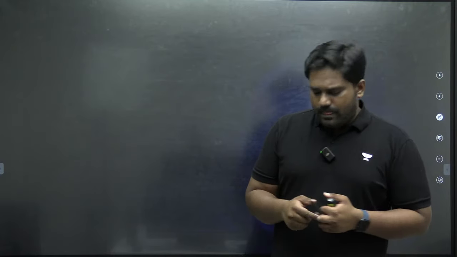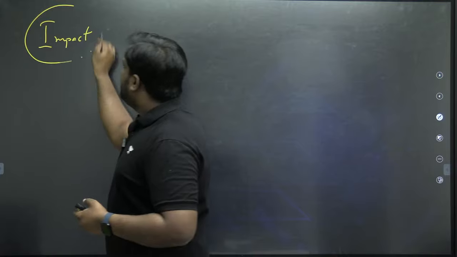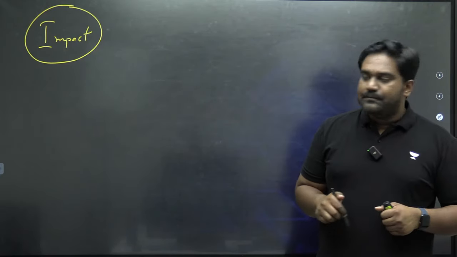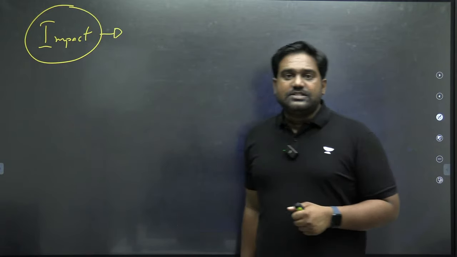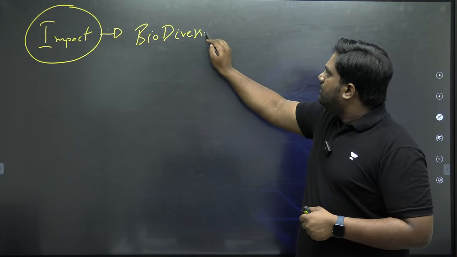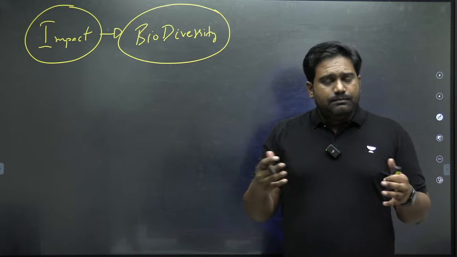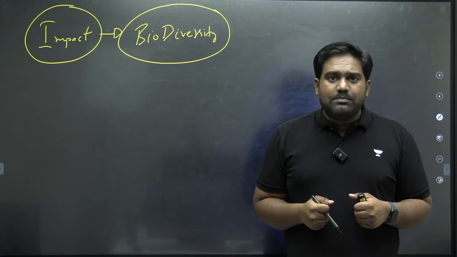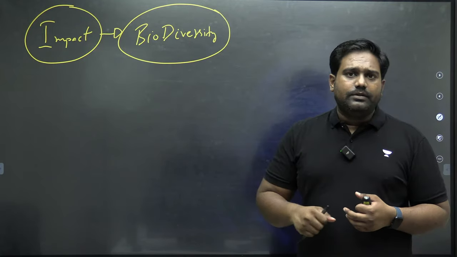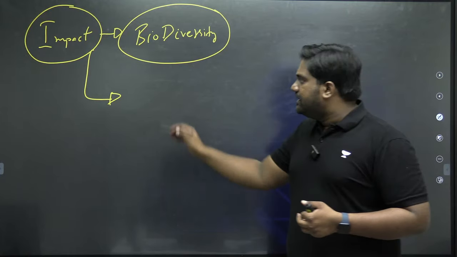Now the question is, what is its overall impact and what measures can be taken to mitigate and prevent this particular disaster? Of course, the first big impact is on biodiversity itself. There will be large-scale habitat destruction. Many threatened species could get killed, wiped out. The animals, birds, which are dependent on the ecosystem, they could all be eliminated. So there is huge impact on biodiversity.